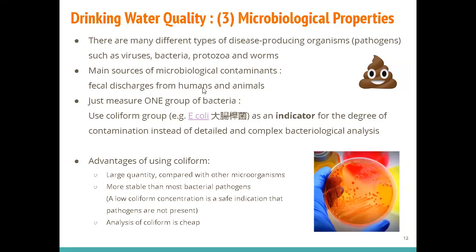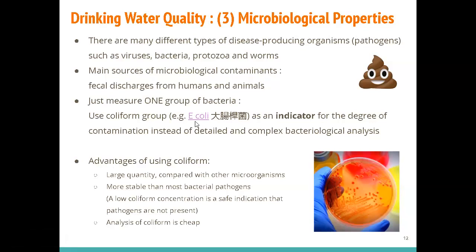And what do we check? We have so many different types. We usually just check one type, which is E. coli, because the belief is that if this type of bacteria is a lot in the amount, other types of disease-producing organisms would be having a large amount. So this is like an indicator for the whole water quality system.